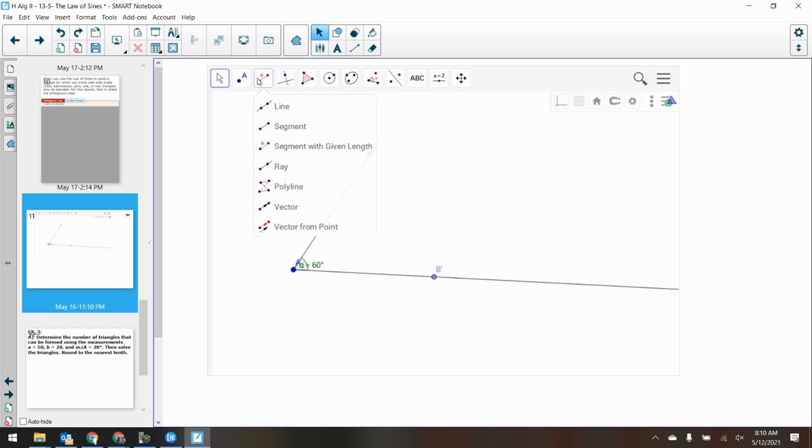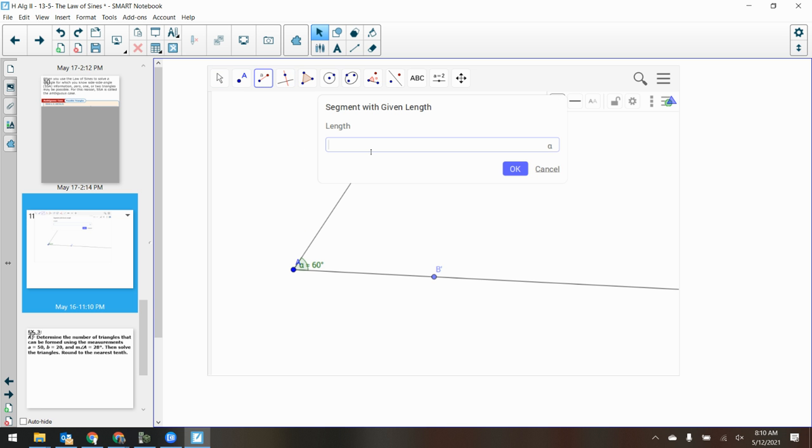And let's try instead segment with a given length. Let's do 4.5. I know 3 won't work. Okay, I have a triangle there, right? With a given set of information. Our third option is, can't I create another triangle in there?